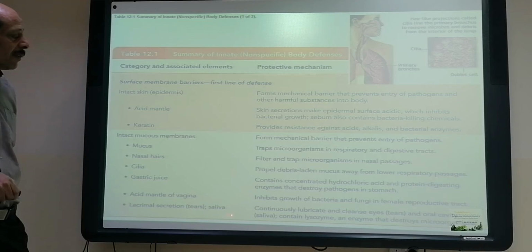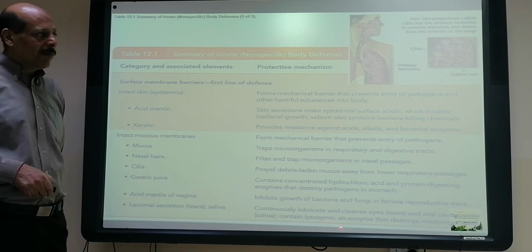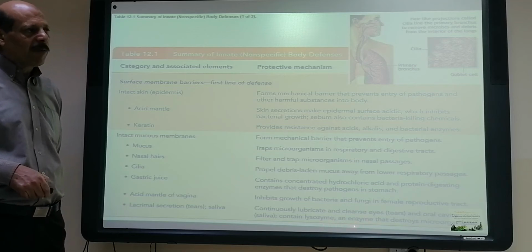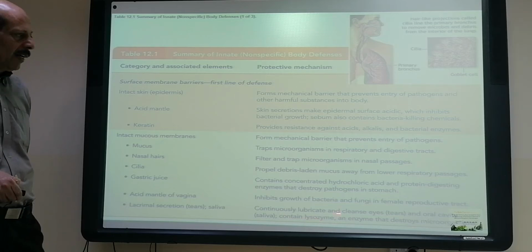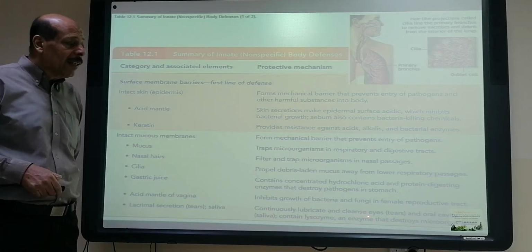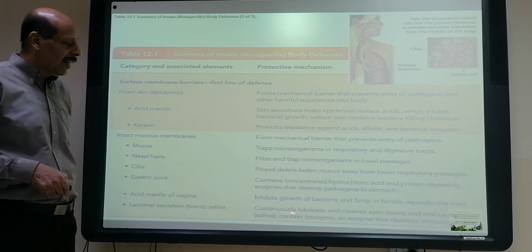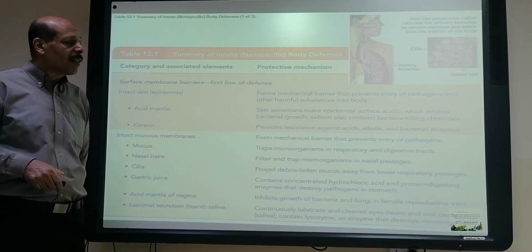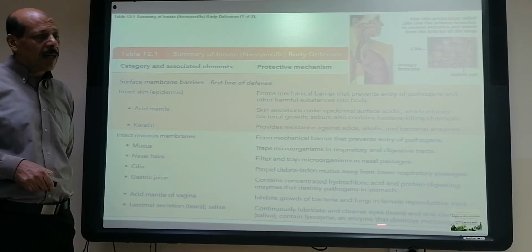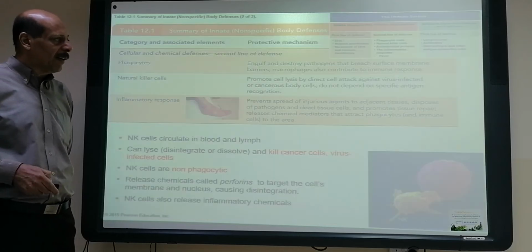The lacrimal secretion, or the tears, is there to lubricate the eye, prevent it from drying and cracking, and prevent microorganisms from passing to the mucous membrane of the eyes. It also contains enzymes that destroy microorganisms and clean the eye. The saliva also contains lysozyme and enzymes that destroy microorganisms, and it keeps our mucous membrane smooth and prevents it from getting dry.